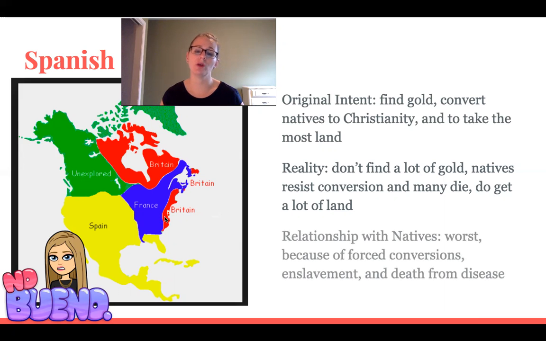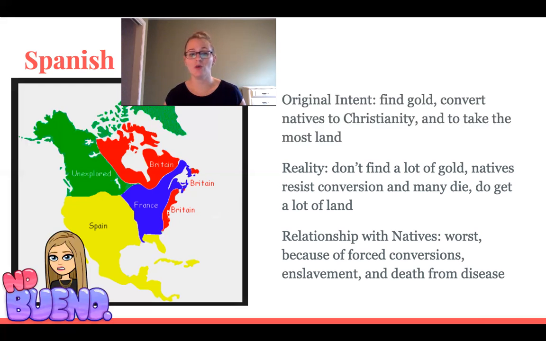The third group that we want to talk about, oh, sorry, I forgot to mention the relationship with the natives. It is by far the worst. We're going to talk more about that tomorrow. They are trying to force them to convert to Christianity. That doesn't help. They enslave a lot of the Native Americans. A lot of people don't realize that it wasn't just Africans, like we talked about last week, that were enslaved. So a lot of natives were as well.